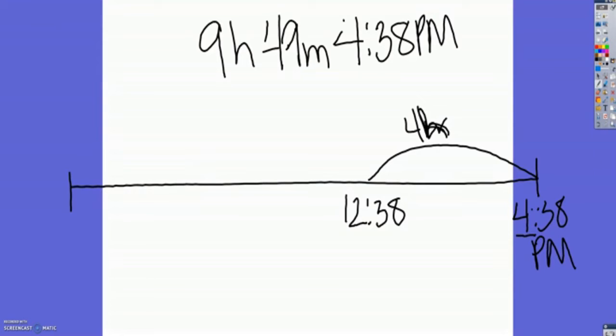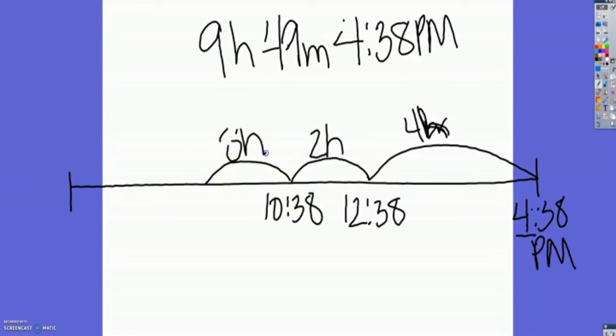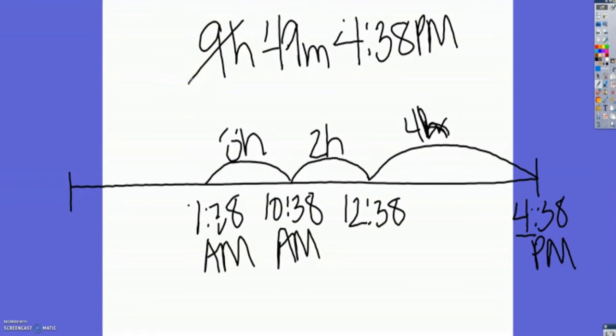So we jumped 4 hours. We have 9 hours total, so that means we've got 5 more hours. We may not know 5 more hours, so if we just jump 2 hours, that puts us at 10:38. And I've got 3 more hours to jump, so that would put me at 7:38. And now at this point we are at AM. So now that we've completed our 9 hours, I'm going to go ahead and cross that off.